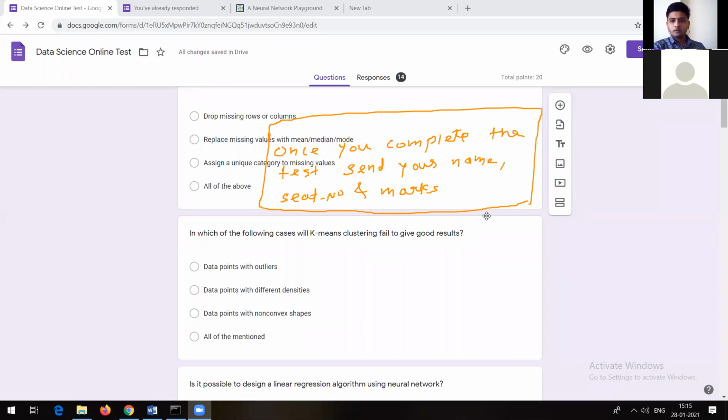Those people who joined in the last 5 minutes, people are solving tests. You need to click on the link which I have provided in the chat box. Solve the test and send your name, roll number, seat number, and marks. Mohammed Wasif, save your marks. Abhishek, okay. Okay, Mohammed Wasif. Send it in one line. It will be easy for me.